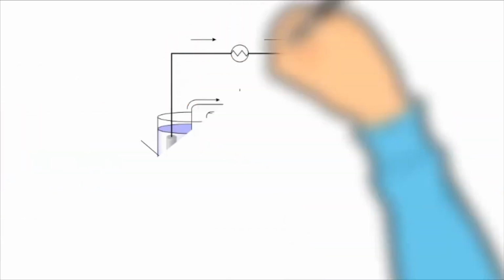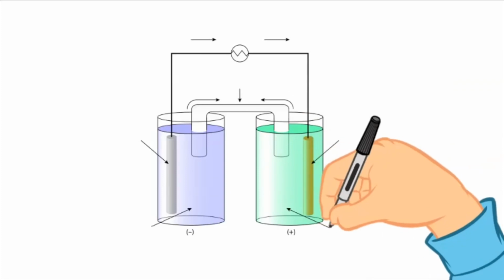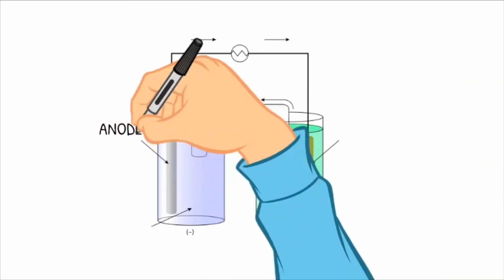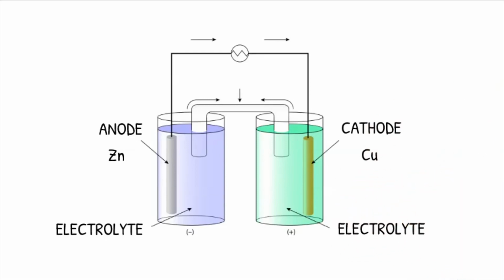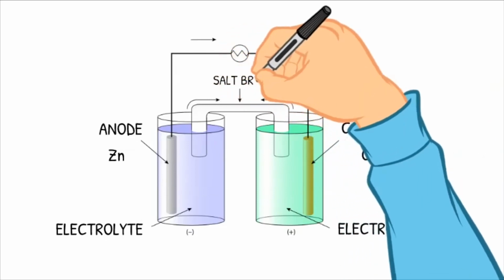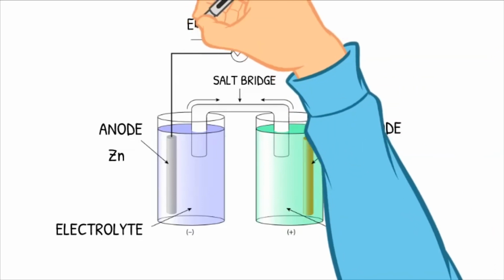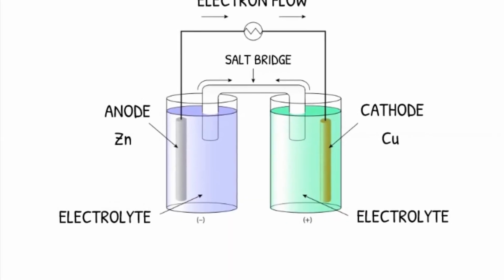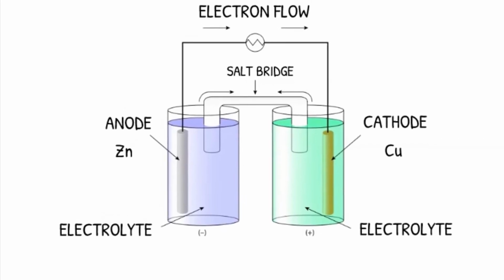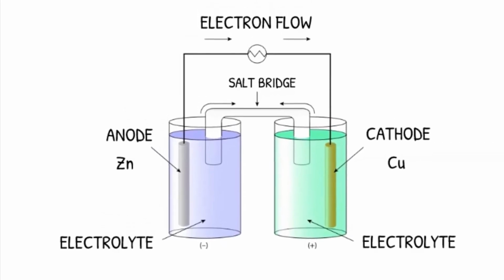and the cathode. So if we take a look at a simple electrochemical cell, this would be our anode. I've chosen the metal zinc, and it is in an electrolyte solution. The cathode, I've chosen to be copper, again, two different metals, and it's in its own electrolyte solution. There's a salt bridge in between, and the salt bridge actually allows for other ions to flow back and forth. The electron flow, as you can see, is from anode to cathode.